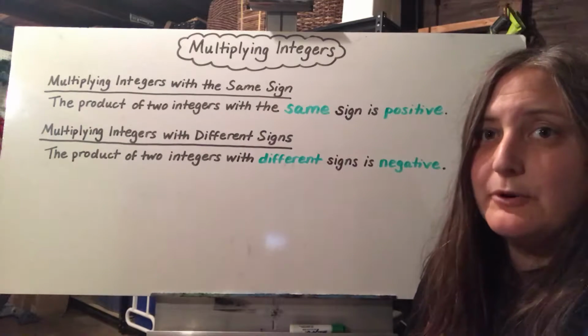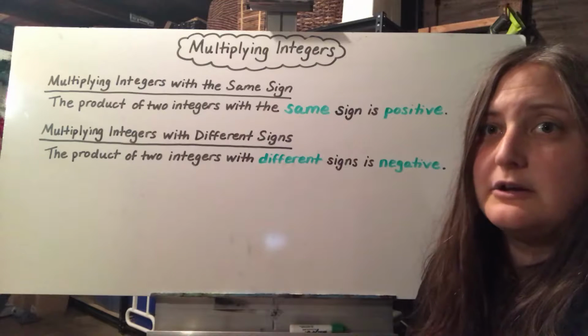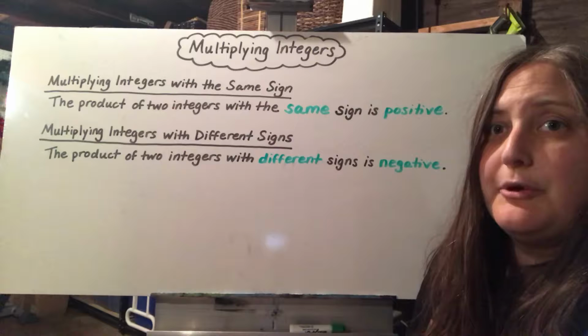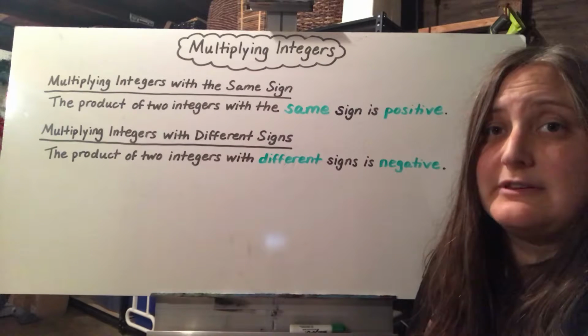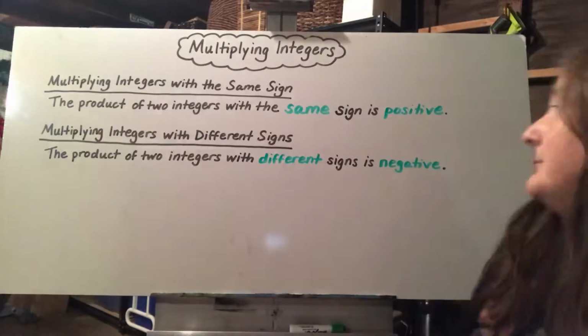Today we're talking about multiplying integers. When multiplying integers, the product of two integers with the same sign will always be positive. The product of two integers with different signs is going to be negative. Let's take a look at some examples.